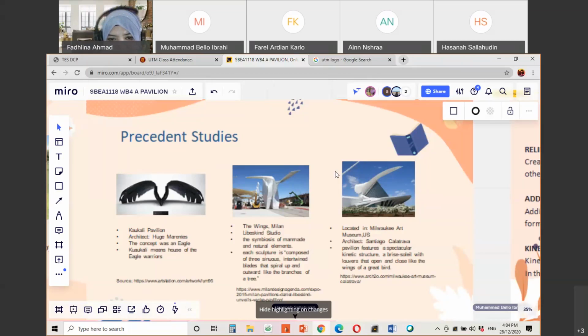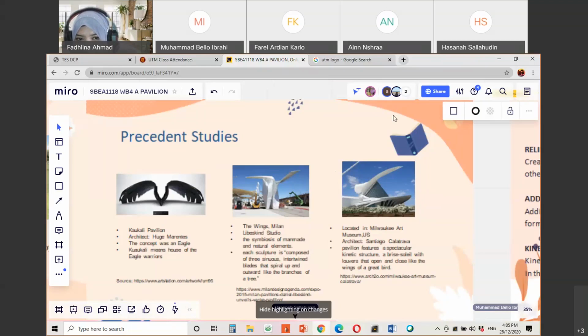And next is The Winds. It is located at the Milan from Libeskind Studio. The symbiosis of this pavilion is the symbiosis of man-made and natural elements. Its sculpture is composed of three sinuous intertwined blades that spiral up and outward like the branches of a tree. So I think the concept is the nature and the birds.